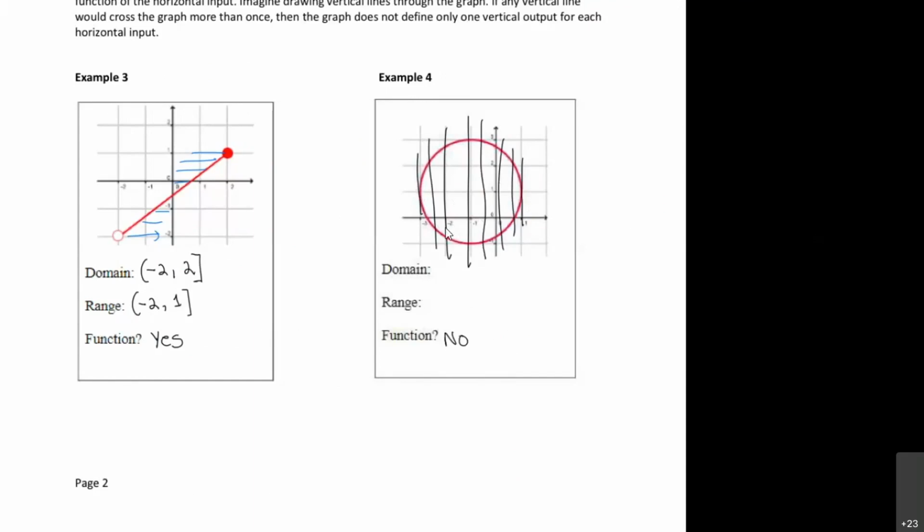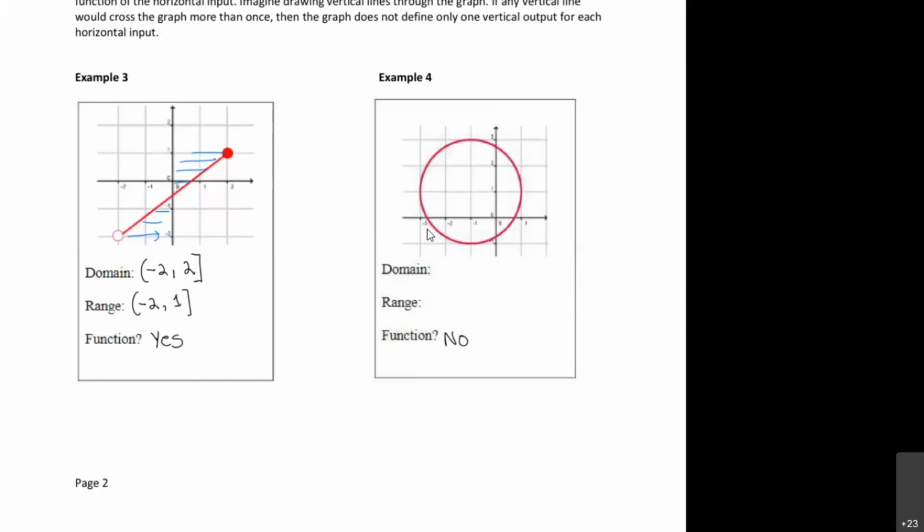Because again, you can see this y value and this y value both come from an input of -2. Let me get my lines off of here so you can see it again. So this y value down here and this y value up here both have an input of -2. So again, not a function.